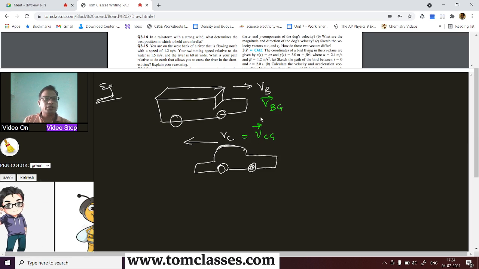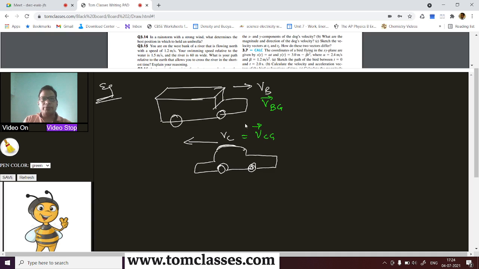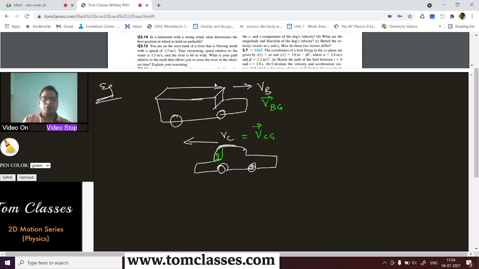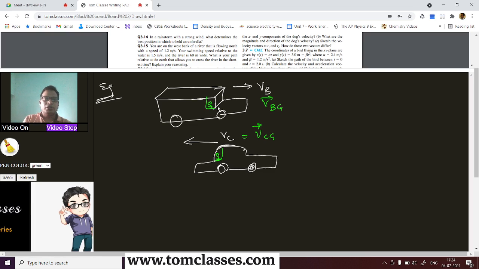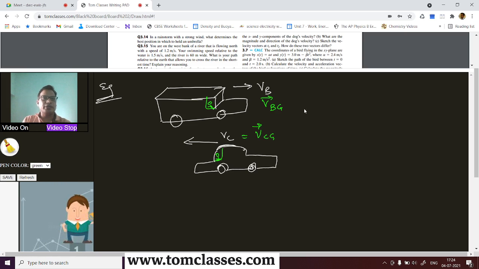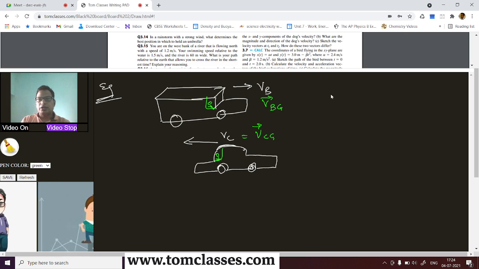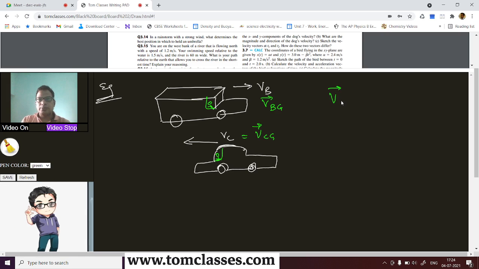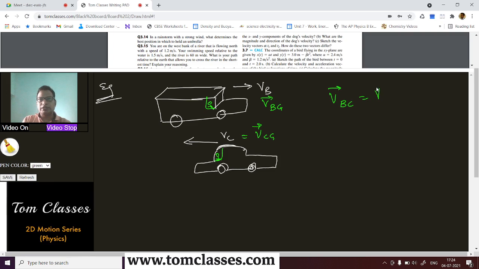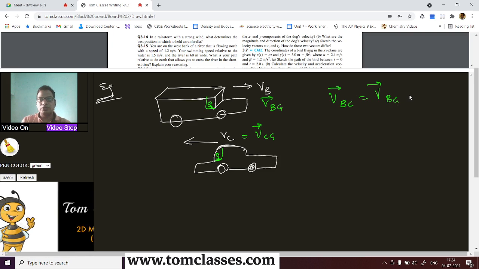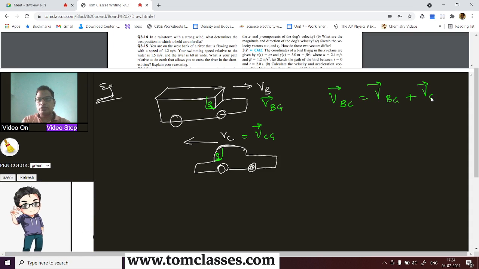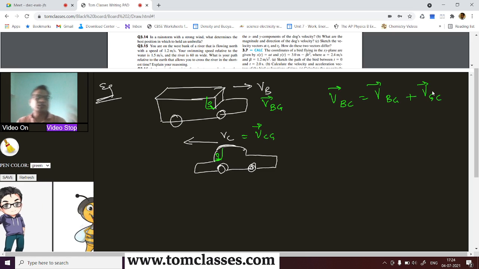Now you see what is going to happen. If you are over here and your friend is over here, you will see that both of you have crossed at a tremendous speed, right? So here you can say velocity of bus with respect to car is velocity of bus with respect to ground, and then ground with respect to car. That is what it is going to be.